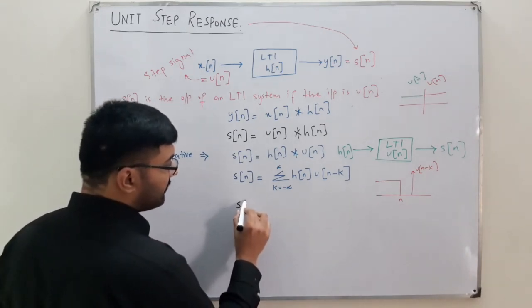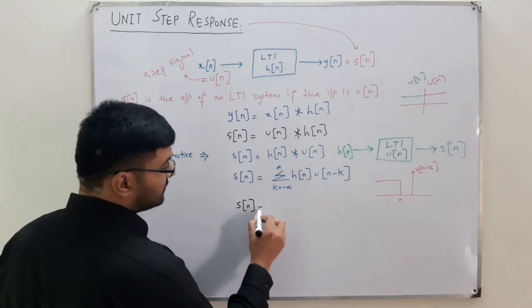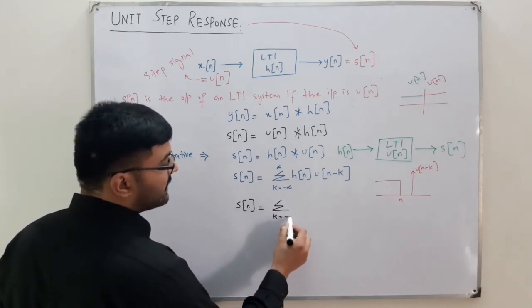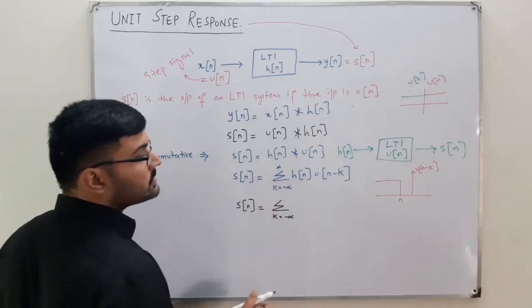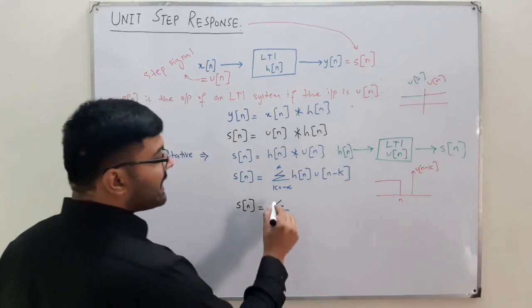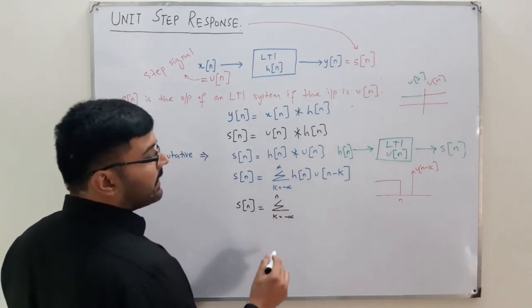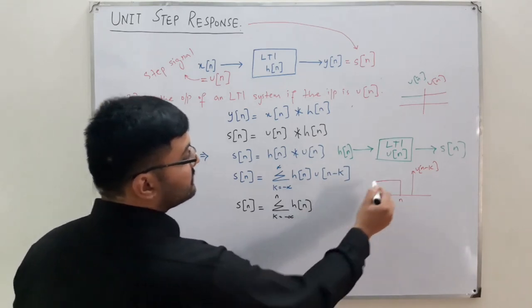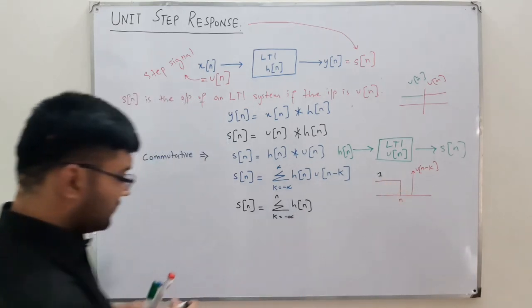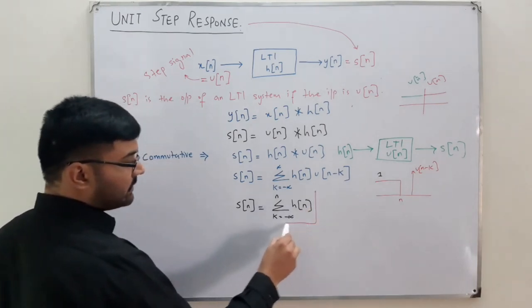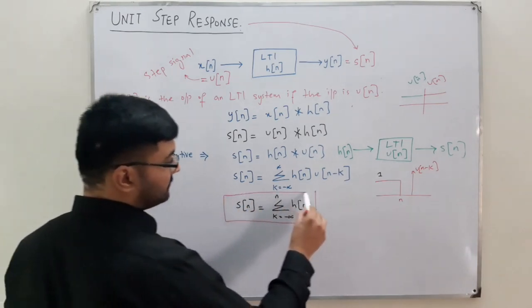My s of n is equal to the summation, with k running from negative infinity, but not till positive infinity, because the overlap would only occur till the point n. So this is till n, and then you have your h of k, and your u of n minus k is 1 in this case. So this is the relationship.